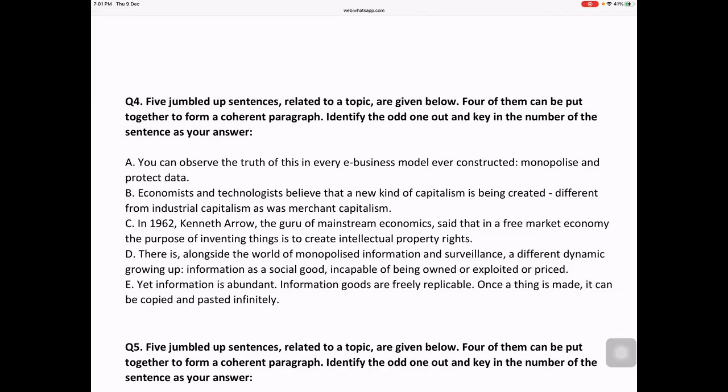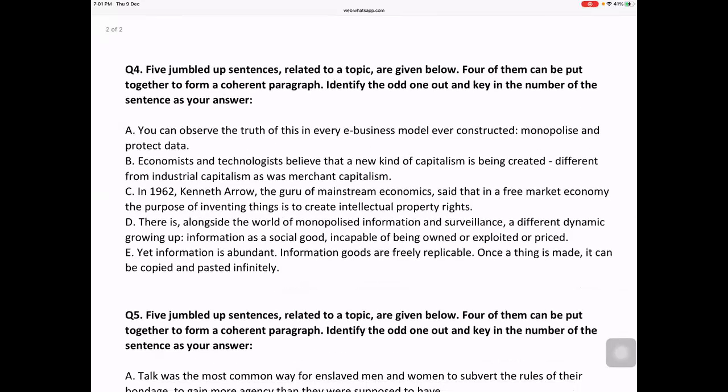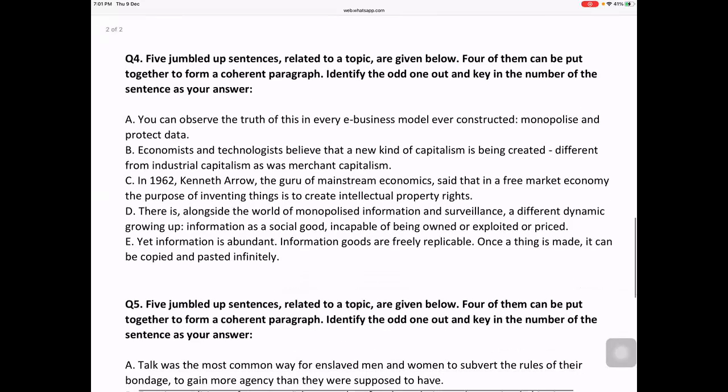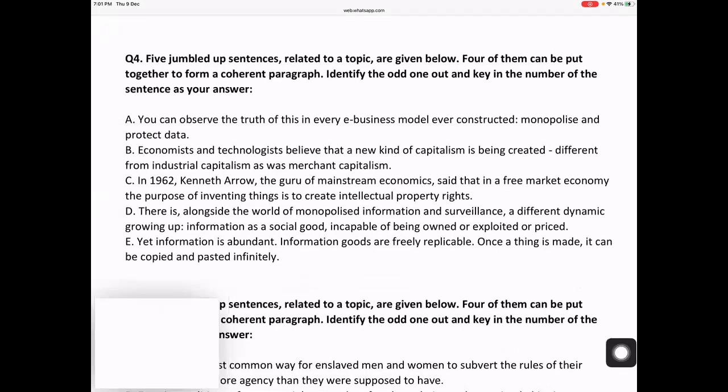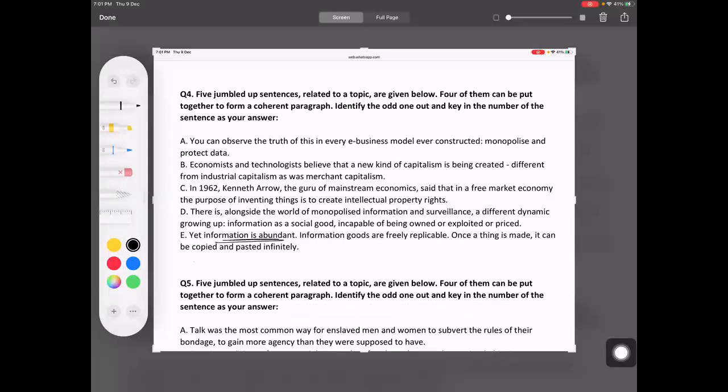Shreya, done? Yes, ma'am. I think E will be the right answer. Okay, so why do you think so? Because in option E, the information is abundant. They were talking about how information goods are freely replicable. Once a thing is made, it can be copied and pasted infinitely. And in option D, you can see information as a social good incapable of being owned, exploited, or prized. They were talking about the same thing. So D and E will be interconnected.